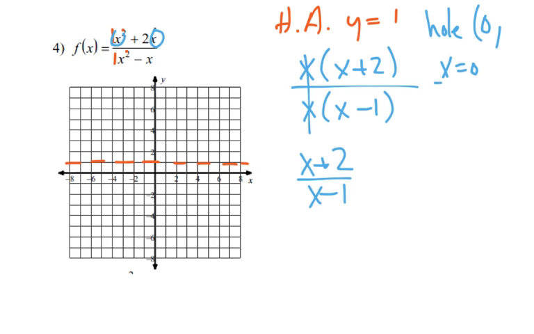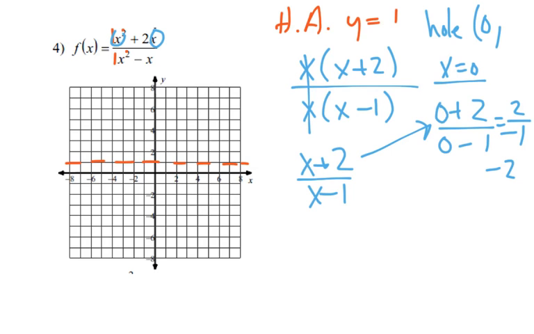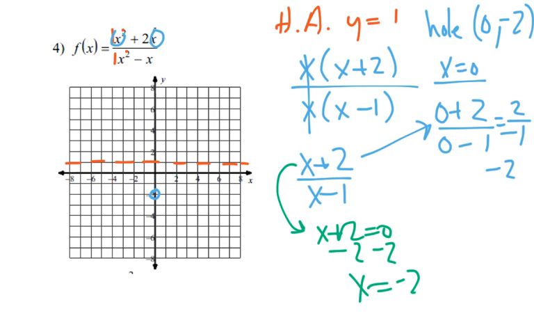So to find the y value, you take that 0, plug it in to that one, and we get 2 over negative 1, or negative 2. So at 0, negative 2, we've got a hole right there. Then we take the top, set it equal to 0, right? Get x equals negative 2. That's our x-intercept.